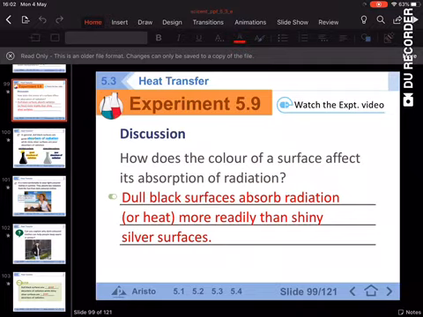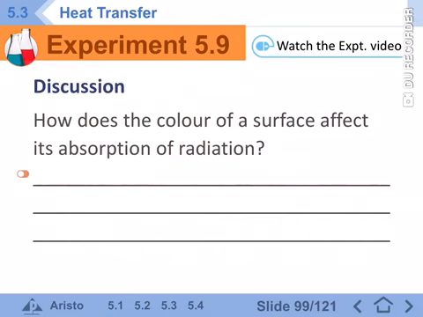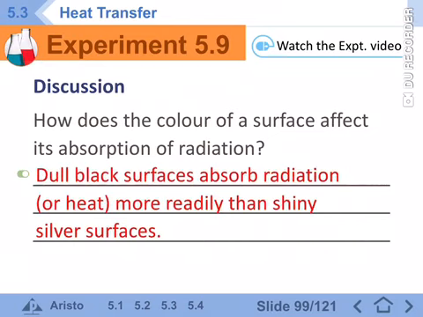Before we move on to the discussion. So in here, how does the color affect the absorption of radiation? Dull, black surfaces absorb radiation or heat more readily than shiny, silvery surfaces. So in here you see that black and dull are good absorbers of radiation, so they absorb more. That's why in the winter time you would prefer to wear a dark jacket, because it will absorb more heat.